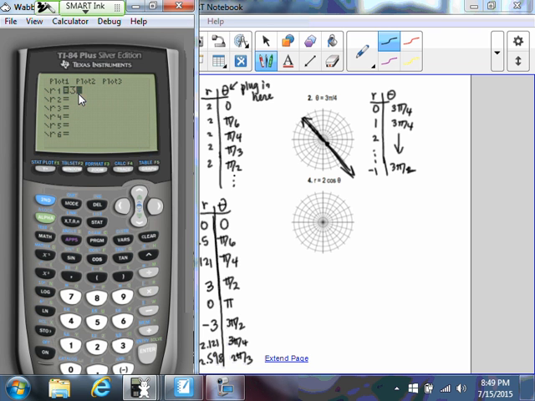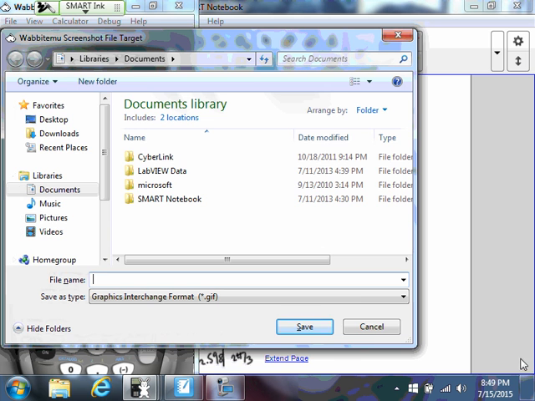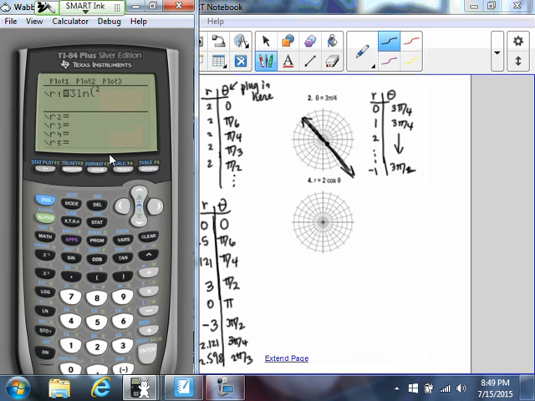So I'm going to put 3 and then sine. Whoops, I always do that. I always try to type sine. It does not like that. I'm going to delete it out. That's just clear. So I have 3, and then I have sine of theta. I'm going to hit graph. And you can see it's kind of like a little circle there.